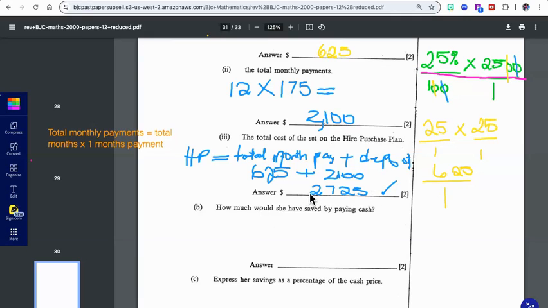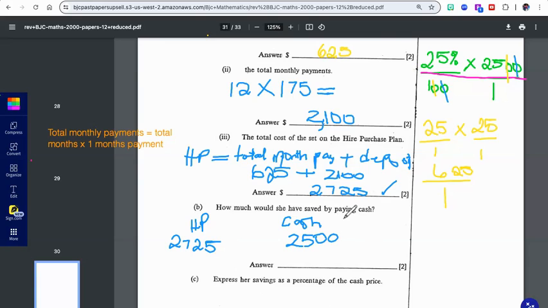We saw if she chose to pay using the hire purchase, her hire purchase amount was $2,725. And anyone remembers what was the cash price? The cash price was, it was at the top, it was $2,500. The good thing is you wouldn't have to remember what the cash price is, because all you would have to do is go and look at that page. If we go up, the cash price was $2,500.